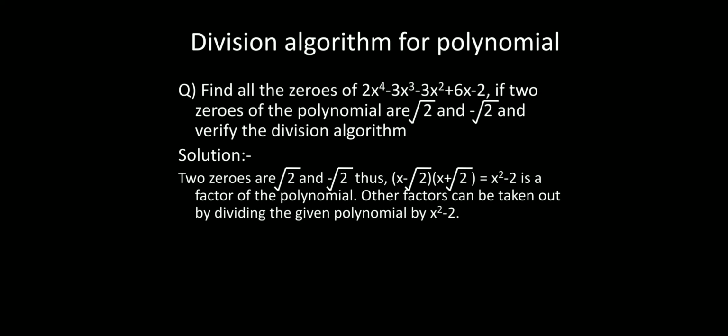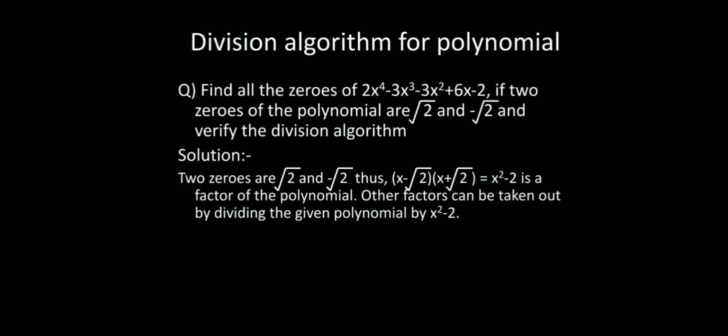Similarly, moving back to the solution, since the roots of the equation are minus root 2 and root 2, it can be written as x minus root 2 into x plus root 2, and then multiplying both of them you will get the equation x square minus 2. So to find the other roots of the polynomial, can we divide the polynomial by this x square minus 2, because x square minus 2 is a factor of the polynomial? So we will divide them and we will get the rest of the factors.